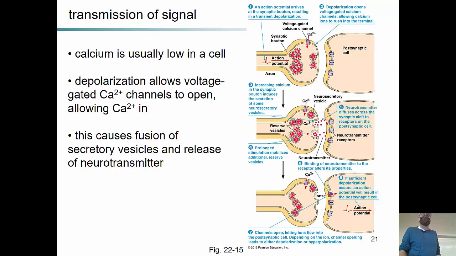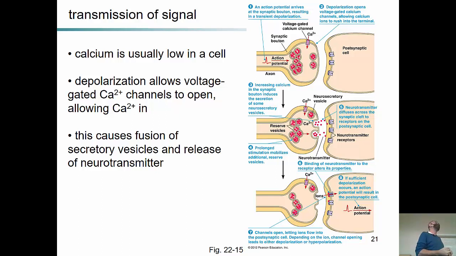Okay, and so finally, we arrive at the synapse and the synaptic bouton, and what happens here is the positive charge of the sodium opens another channel, and this is a calcium channel. So that positive charge opens a voltage-gated calcium channel. We remember that calcium is at low concentration in the cytosol. So when this opens, calcium floods in, and this is what causes the fusion of the neurotransmitter vesicles with the membrane at the synapse and the release of the contents.